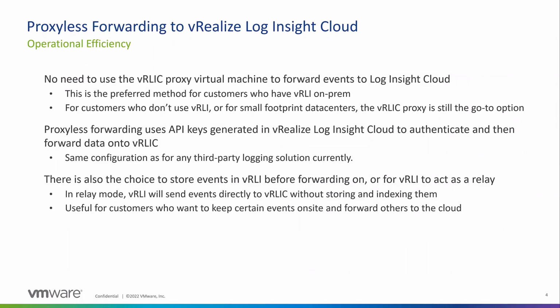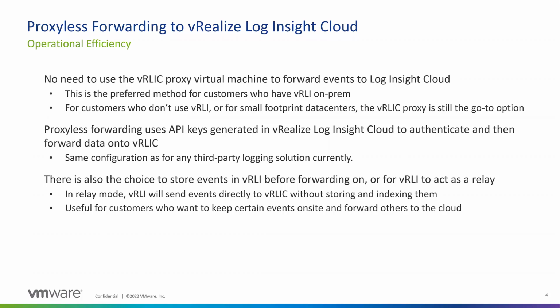The events will forward straight from on-prem to cloud directly with the API. This is useful for customers that have Log Insight On-prem, so they don't have to worry about having an agent anymore. The agent is still an option for customers that don't use Log Insight On-prem or for small footprint data centers. Customers might use Log Insight On-prem, but might not want to deploy it in every one of their data centers because it is a bigger footprint than the proxy. So they still have the option to deploy the proxy in that case.